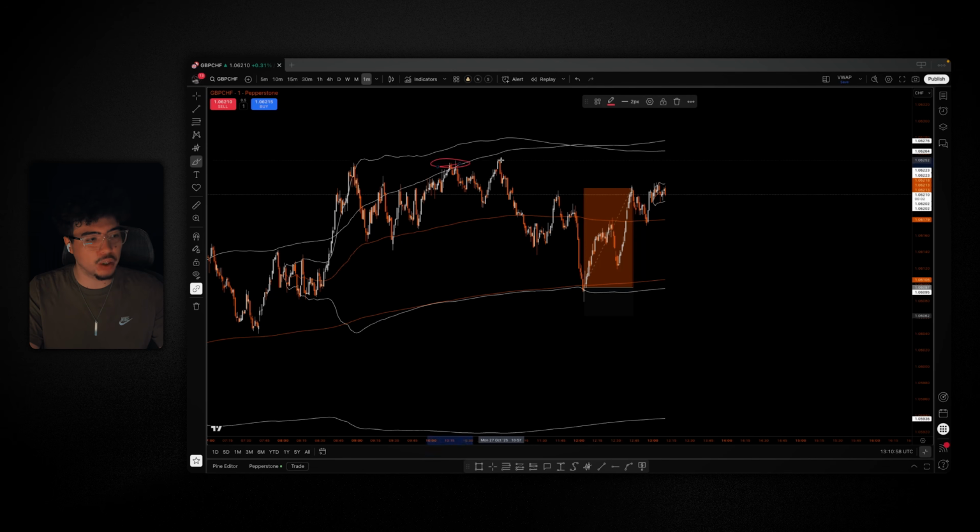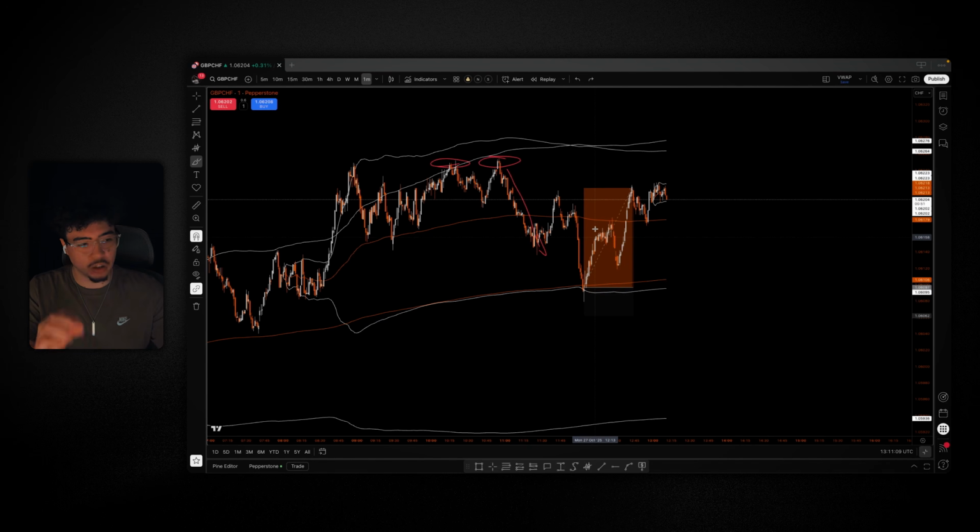So again, we came into premium. We actually created a double top here. We could have short sold this. We could have bought back. We could have sold again once we started seeing rejections at the VWAP. We bought here.